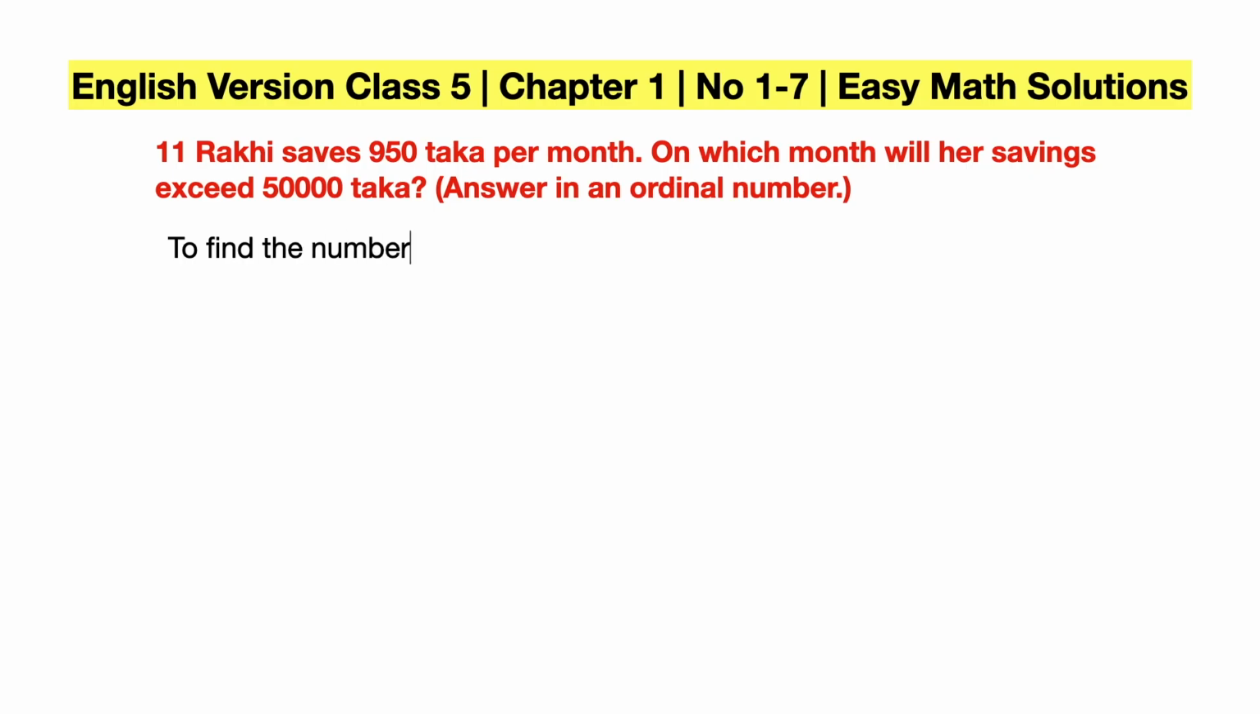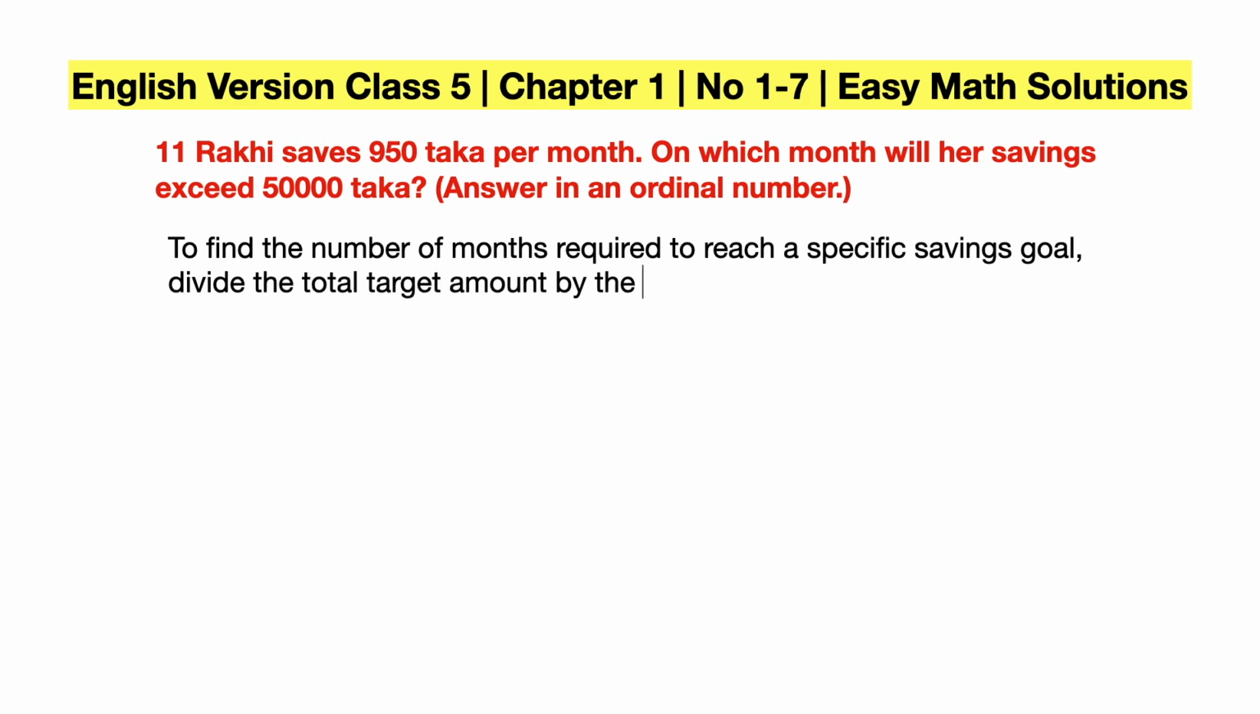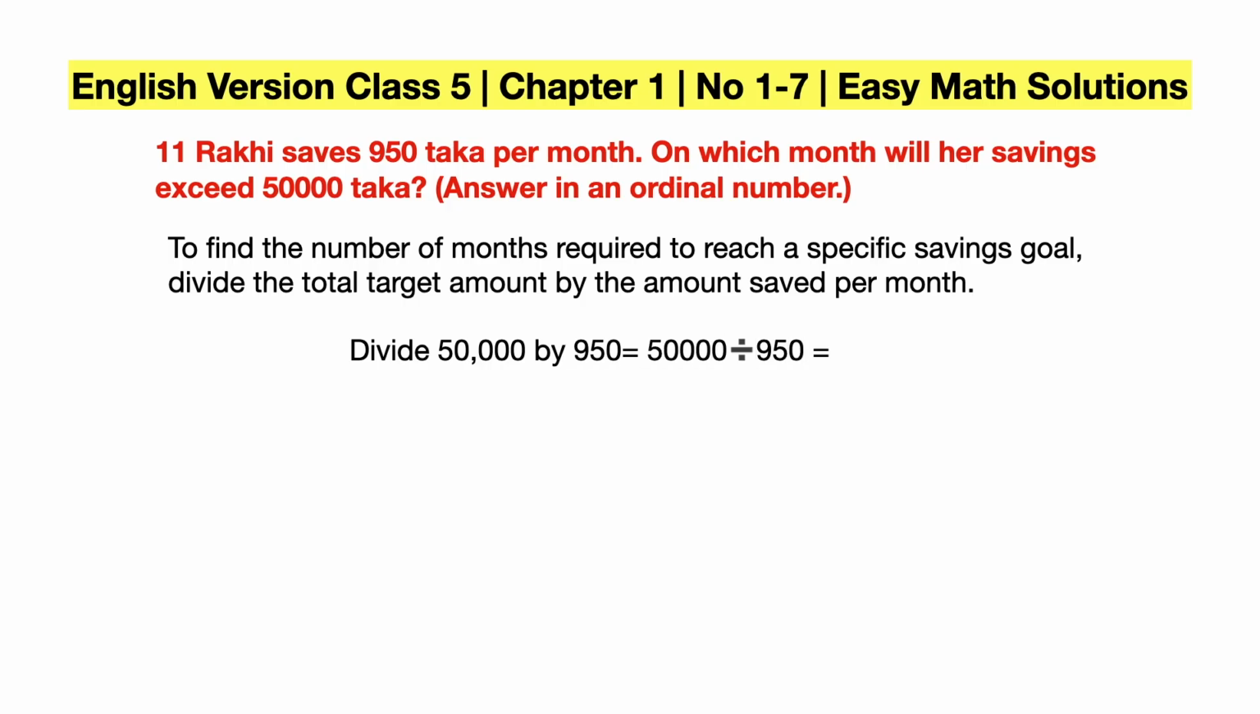To find the number of months, it equals his specific saving goal divided by the amount saved per month. 50,000 divided by 950 equals 52.63.